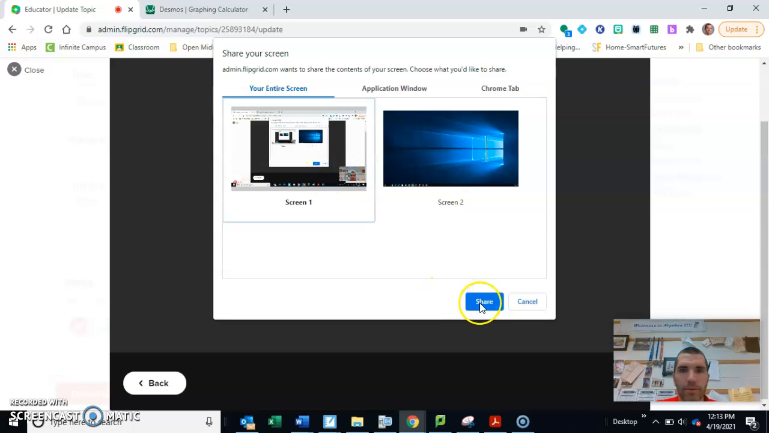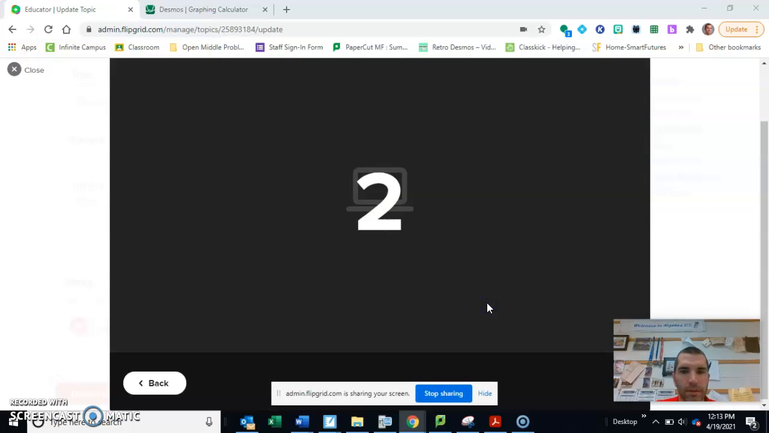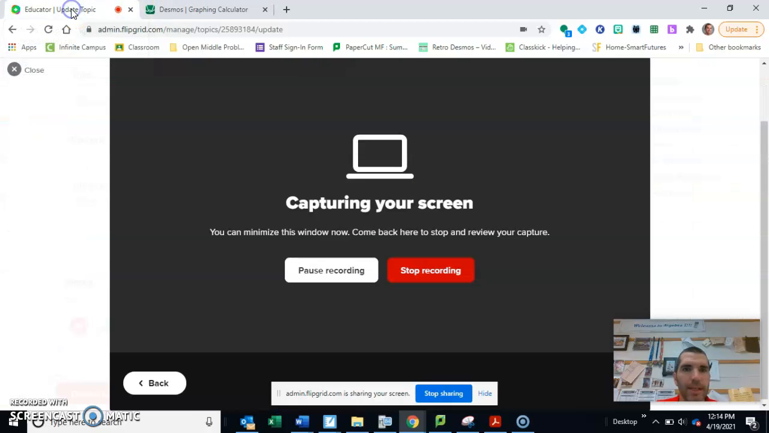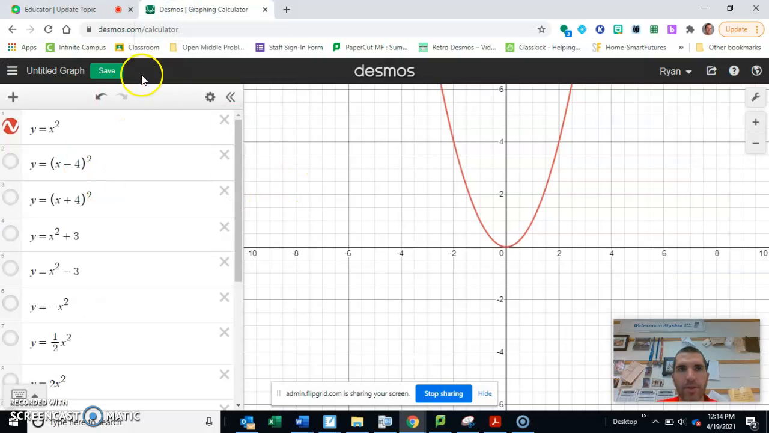You guys will only have one screen, and it'll give you a countdown. And once it does that countdown, all right, so again, it's recording your screen right now. It just tells you to come back to this tab if you want to pause or record. So then you would go to your Desmos graphing calculator slide that you have here. And this is how you'd start your presentation.